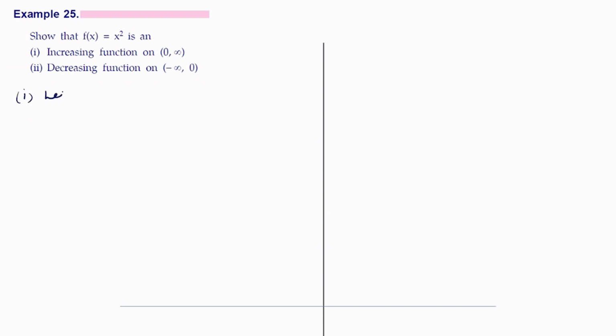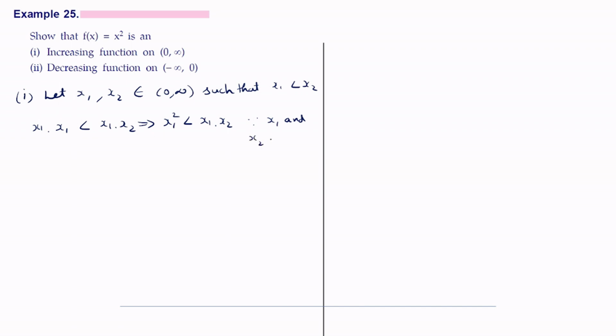So for the first subdivision, let us take any 2 points x1, x2 which belong to the open interval 0 comma infinity such that x1 is less than x2. Now let us multiply both sides of the inequality with x1. So x1 into x1 is less than x1 into x2, which implies x1 square is less than x1 into x2, since x1 and x2 are positive numbers.